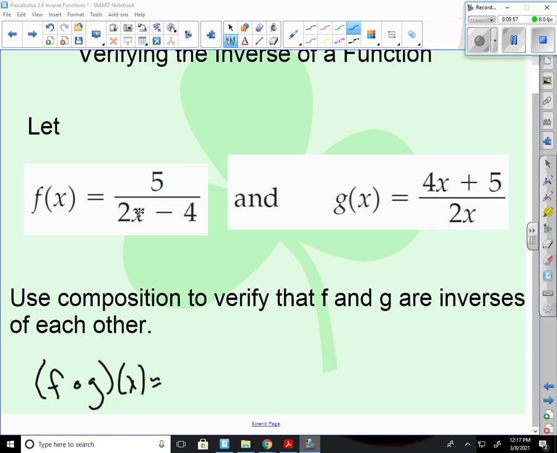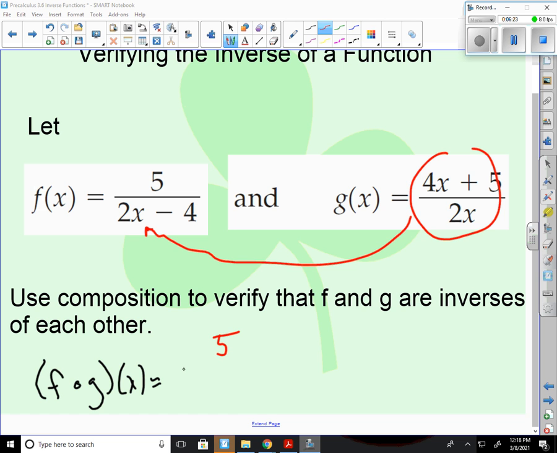Everywhere I see an x in this function, I need to plug in all of this from g of x. If that equals x when we get to the end, then these are inverses. But then I also have to check g of f of x, so plugging f into g. So let's get started with f of g of x. Take all of this and plug it in for x.